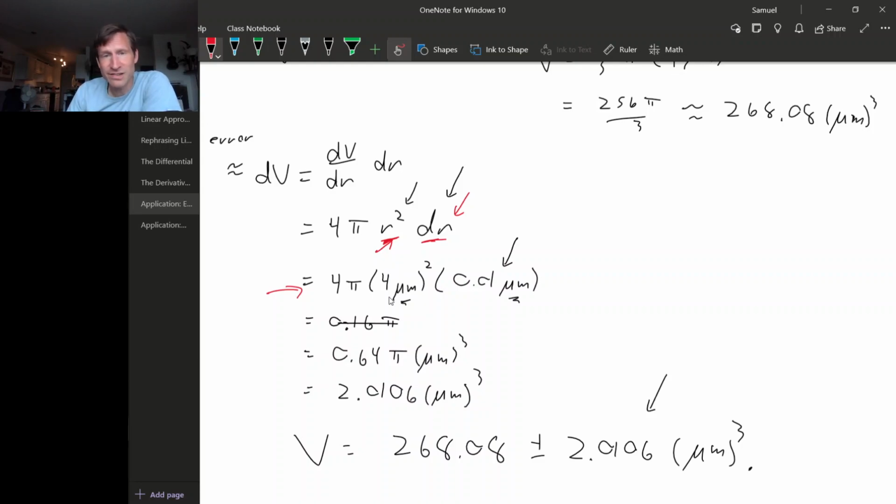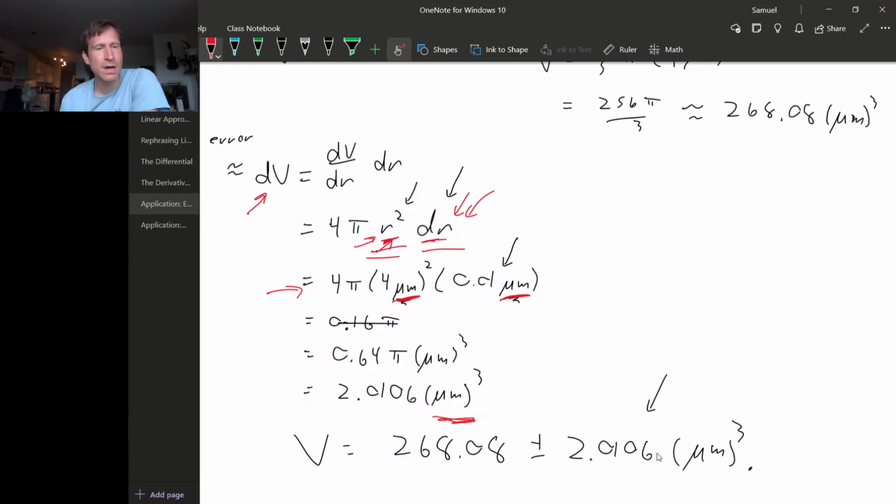The second thing to notice is that you really do need this r here for the units even to make sense, because dV should be a volume, so it ought to be in cubic micrometers, but 2 factors of micrometers comes from this radius, and the other factor of micrometers comes from this error. So we really do need both pieces here. Both pieces have to be here for this to make any sense at all as far as the units are concerned.